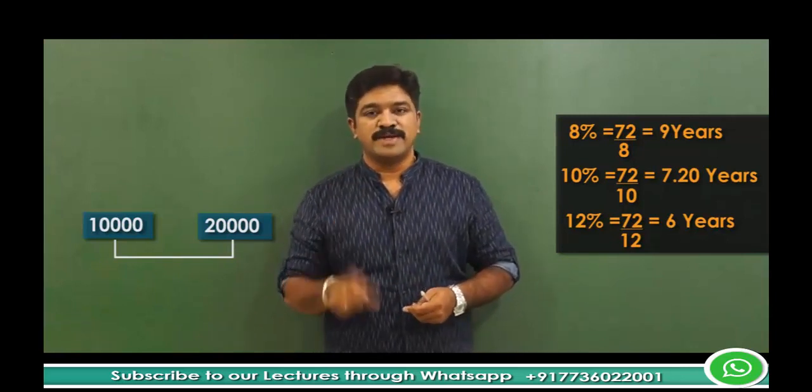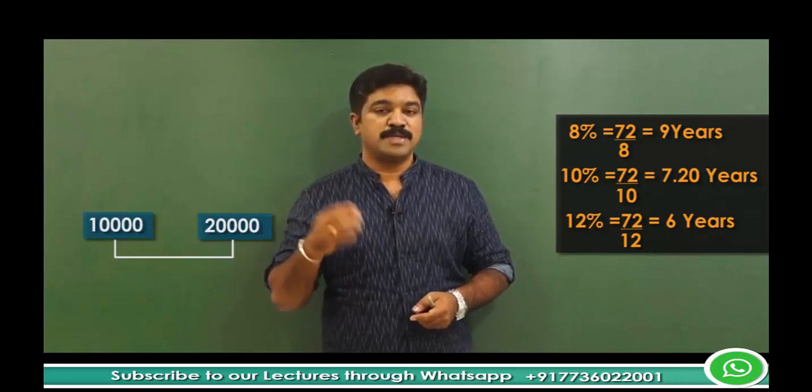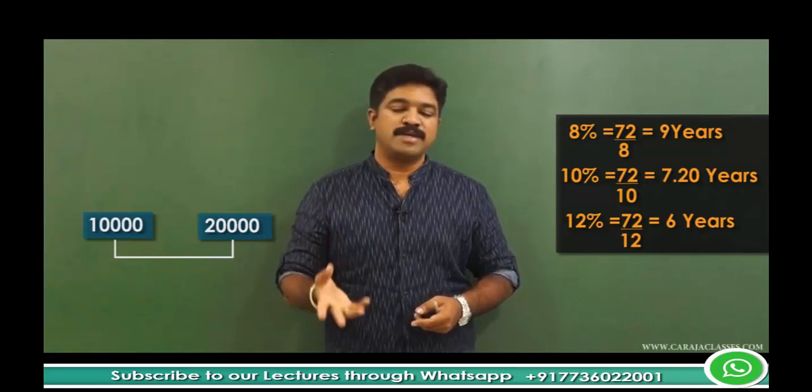Divide 72 by rate of interest, you get the number. That's nothing but the period which is taken for doubling that investment.